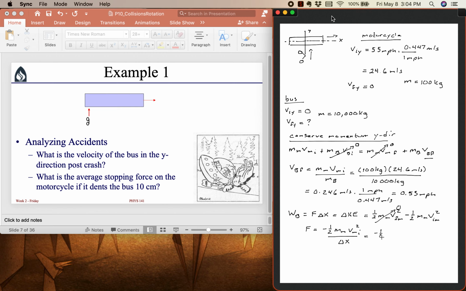So putting in numbers, the mass of the motorcycle is 100 kilograms, and the initial velocity of the motorcycle was 24.6 meters per second, and then that gets squared, and we divide by the 10 centimeters, or 0.10 meters. So if the motorcycle dented the bus a distance of 10 centimeters, then the force exerted on the motorcycle would be 3.03 times 10 to the 5th newtons, which is a sizable amount of force.